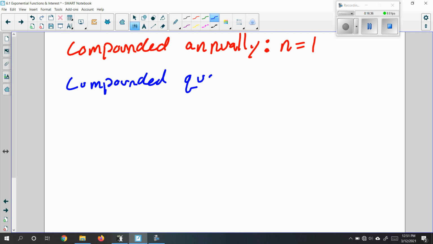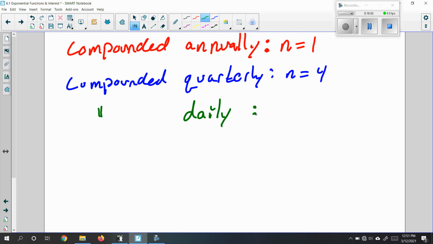If it's compounded quarterly, you guessed it, n is equal to 4. So that means 4 times a year, interest is computed. Well, what if it's compounded daily? Well, if the interest is compounded every day, then the number of compounds would be 365.